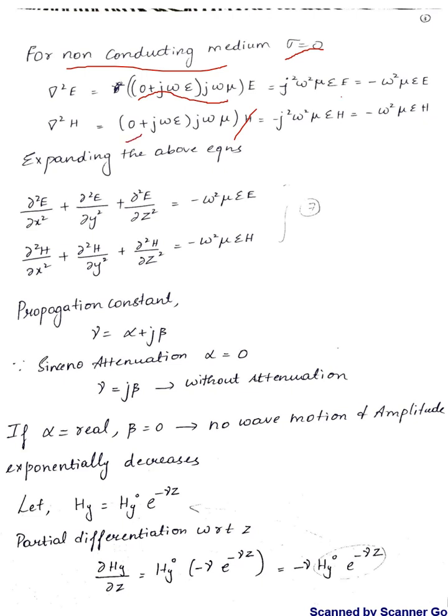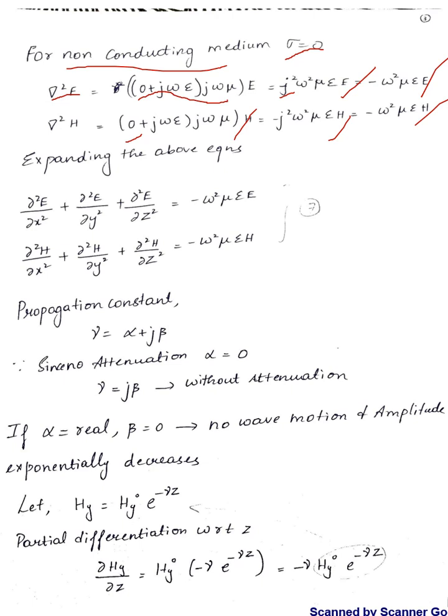After that I am just multiplying this E inside. And instead of this j square, I am going to substitute minus 1 and write this equation. Similarly, I am multiplying the H inside, and instead of j square, I am writing it as minus 1 and writing this equation. Next, what we are going to do here is expand this del square E in x, y and z coordinates.